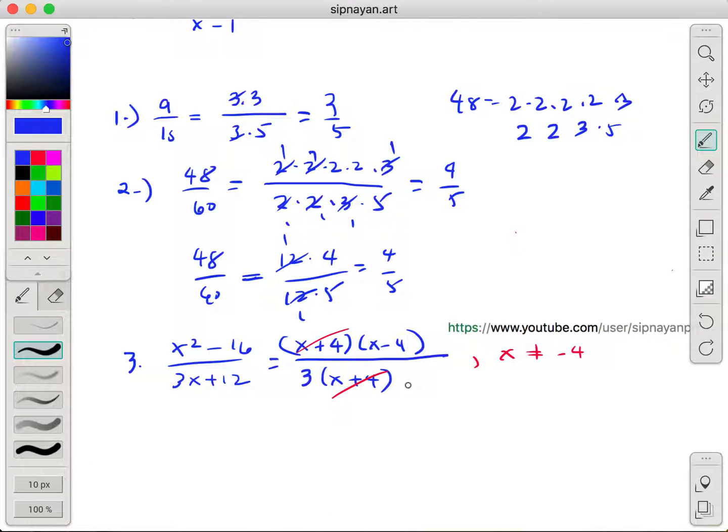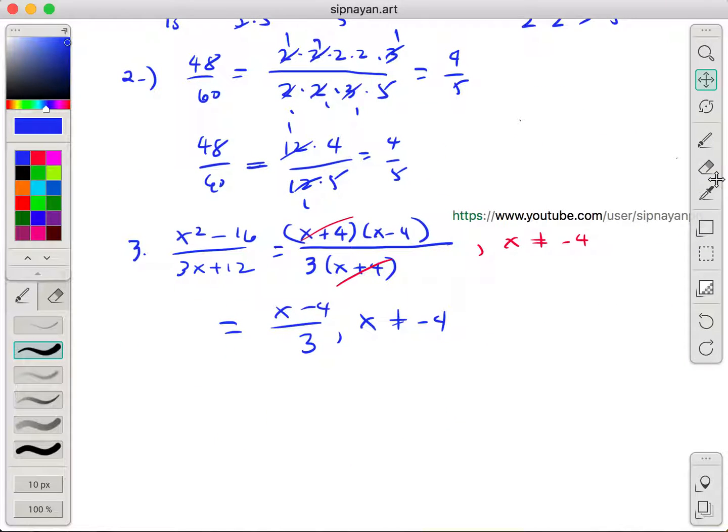So, mawawala na yung dalawang yan, meaning the final answer is x minus 4 over 3. No? And again, we still have this one. X is not equal to negative 4. Let's have one more example.